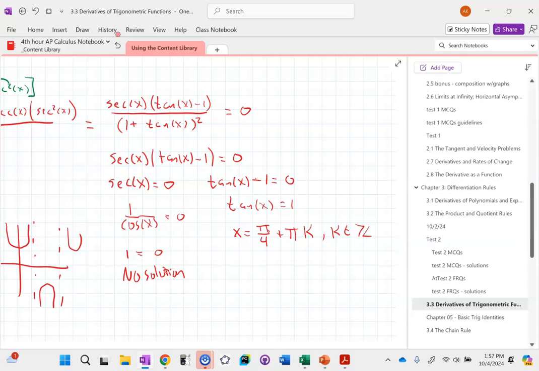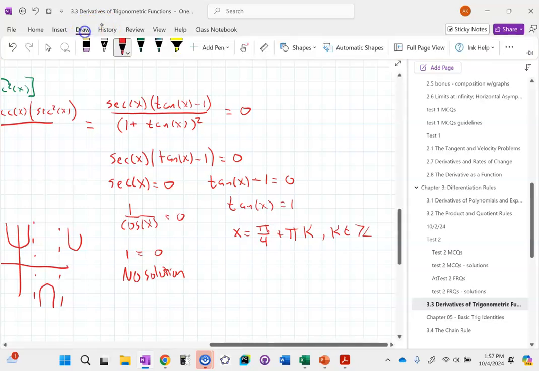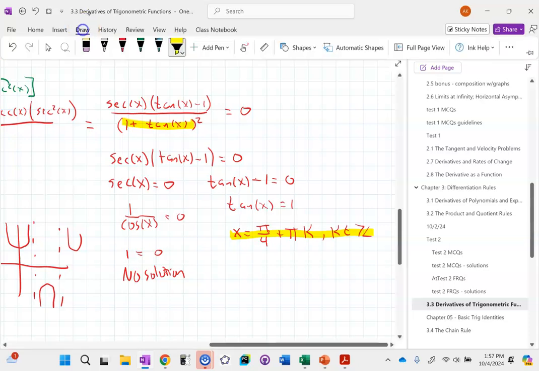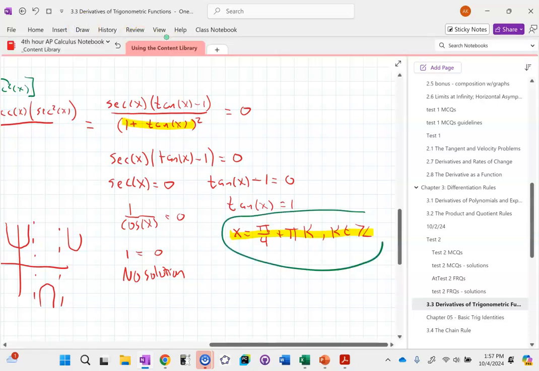And note that, can this solution ever give me a 0 denominator? No, right? Because tangent of any of those angles is 1. 1 plus 1 is not 0. So we're good. This is our final answer.